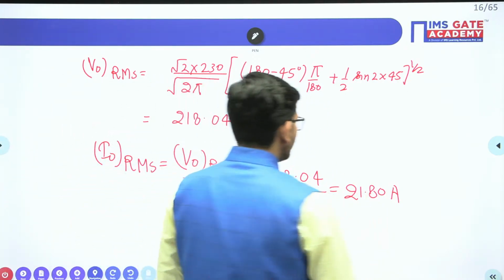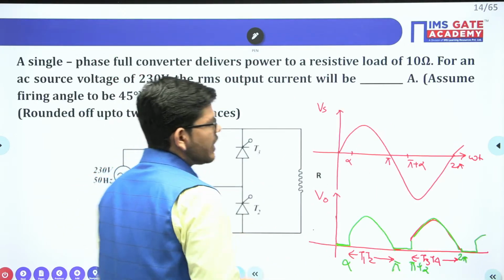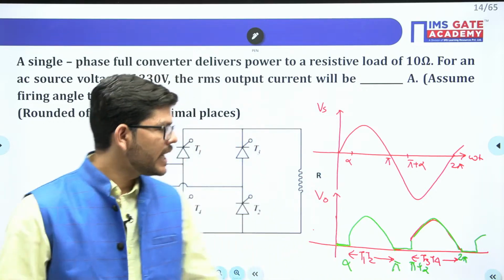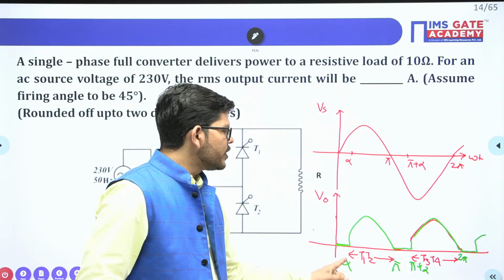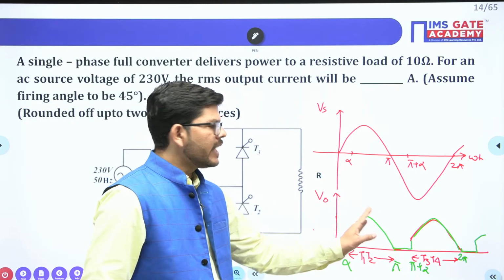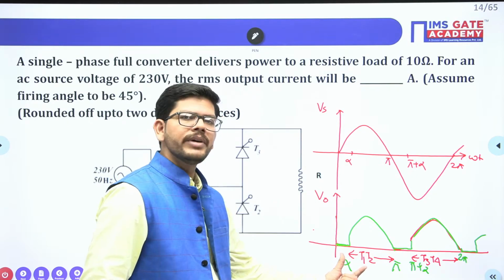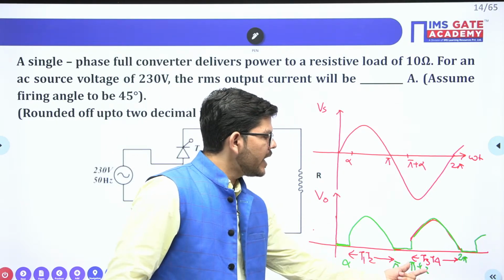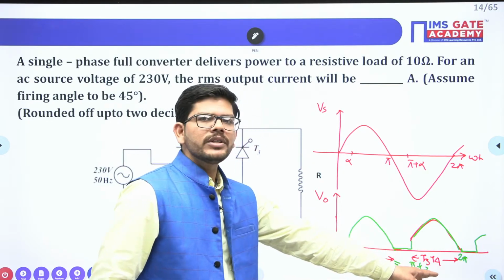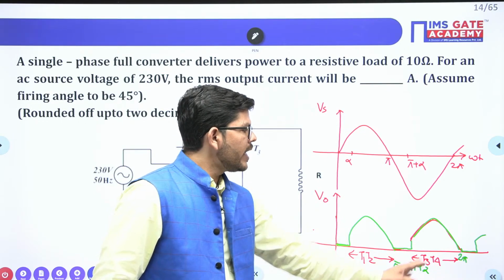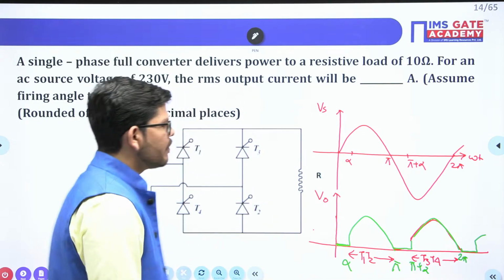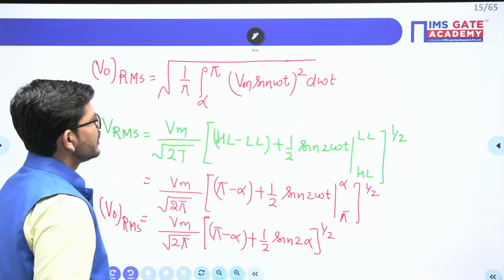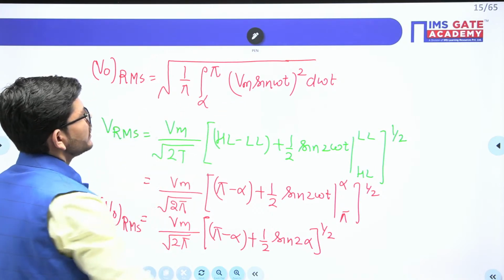So you can see here we have the resistive load, isn't it? For that resistive load, one pair of switches will conduct from alpha to pi, but as the negative cycle appears, this switch will be reverse biased. Again, when we trigger the next pair of switches at pi plus alpha, we will get a voltage pulse from pi plus alpha to 2 pi. So the time period will be pi and the voltage pulse exists from alpha to pi in that duration. So this is how we can calculate the RMS value.